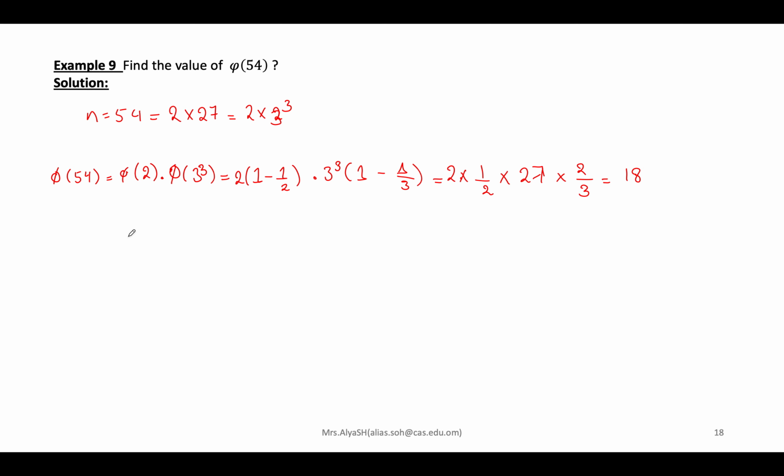Now let's try the other formula, where phi of 54 is equal to 54 multiplied by (1 minus 1 over 2) times again (1 minus 1 over 3). And here we got 54 multiplied by 1 over 2 multiplied by 2 over 3. So here we got again the same answer, which is 18.